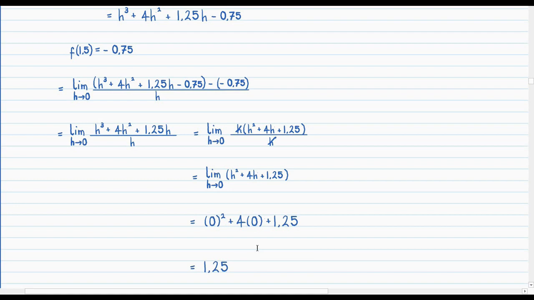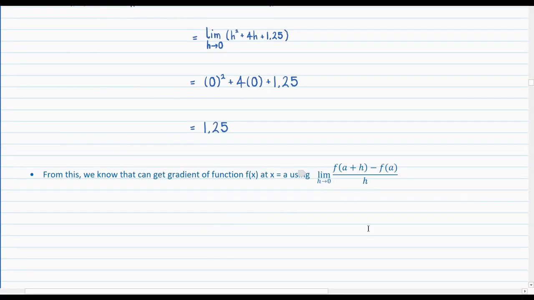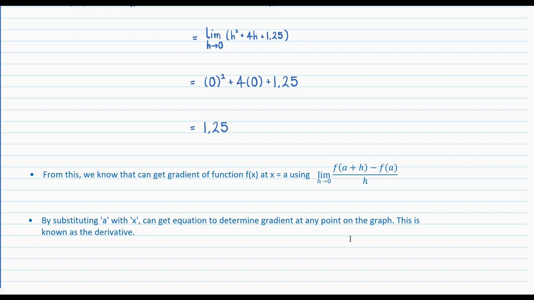From all these examples, we know that we can get the gradient of a function f of x at an x value of a using the limit of f of a plus h minus f of a, all over h, as h tends to 0. But if instead we substitute a with an x, this will allow us to get an equation in terms of x that allows us to determine the gradient at any point on the graph. Such an equation is known as the derivative. And with that idea, we move on from limits to the next section under differential calculus, which is differentiation from first principles.